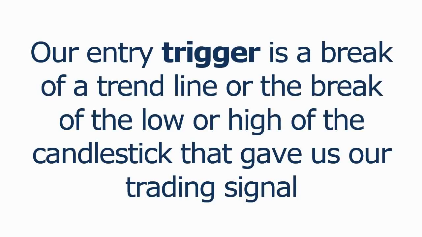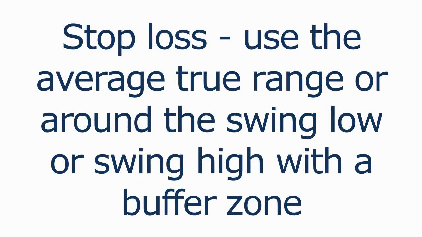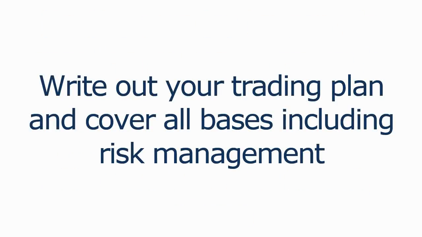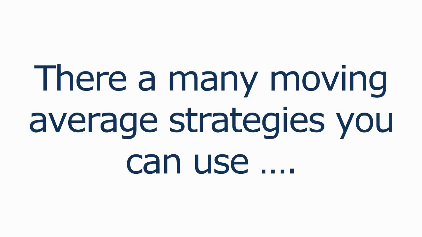The stop loss, we can use the average true range or around the swing low or swing highs with a buffer zone. Our profits can be taken via a moving average cross in the opposite direction, at profit targets at maybe 2 or 3 times your risk, or just use trailing stops. But you have to ensure that you've written out your trading plan and you've covered all the bases, including risk management. Now, there are many moving average strategies that you can use, but please just keep in mind some really important things that we talked about.